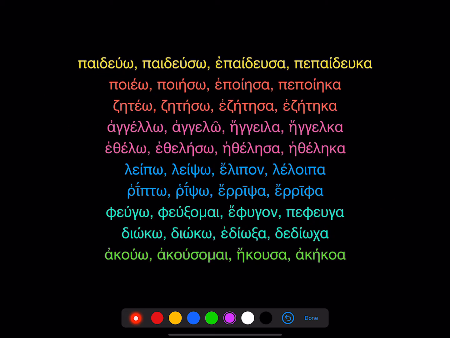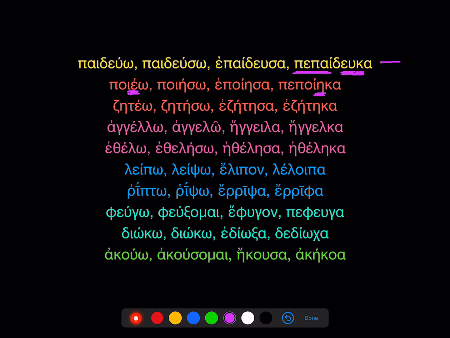So we're going to finish up by looking at a bunch of principal parts. And the takeaway here really is that you need to memorize principal parts. But we're going to take a look at a bunch of them anyway and look at some of the patterns that do appear. So first off, paideuo, paideuso, epaideusa, pepaideuka. Okay, the stem there ends with a vowel. So we're just adding the kappa. And it reduplicates nicely in the beginning, right? Pepai.